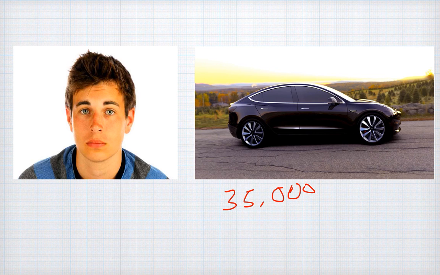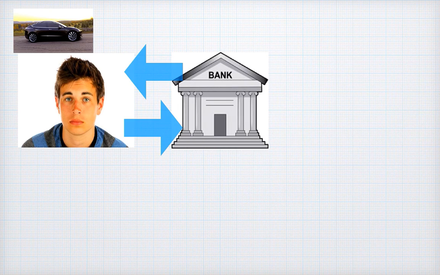So if you want to buy that new car, you probably don't have the money to buy that outright, and you need to take out a loan from your local bank with interest. This is a very common relationship that you have probably thought through before.